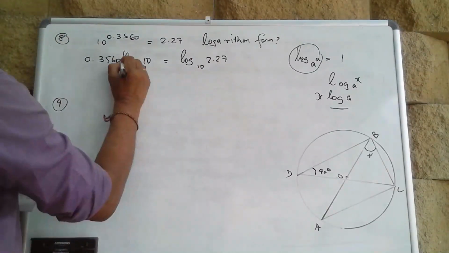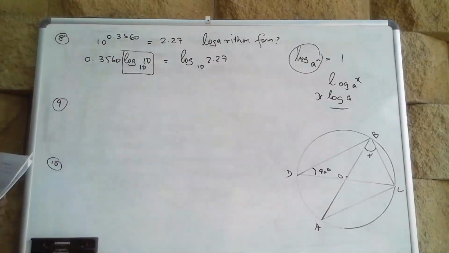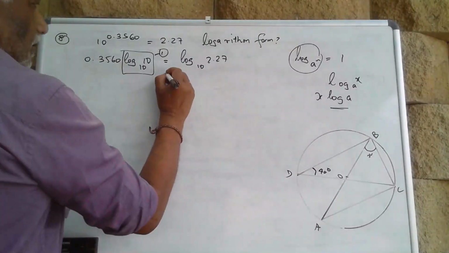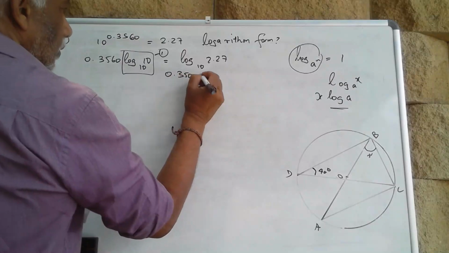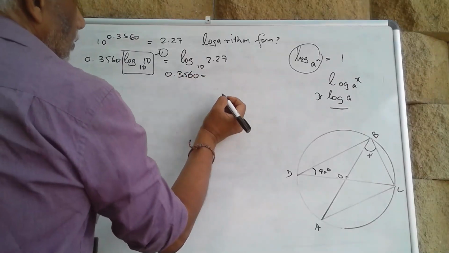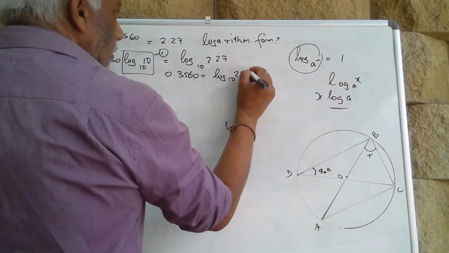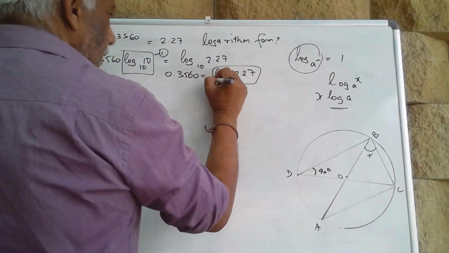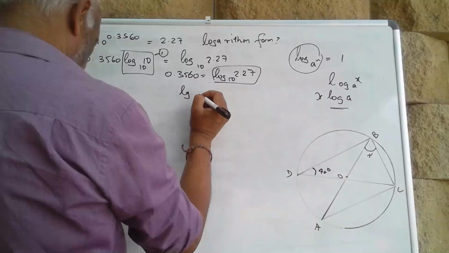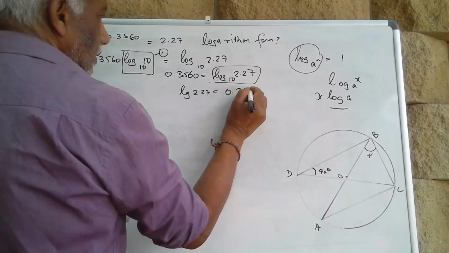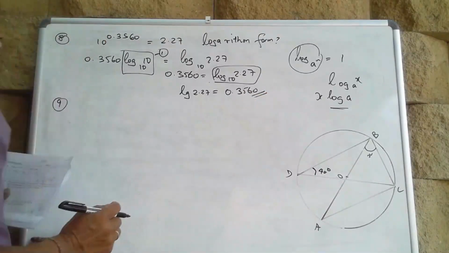Applying those rules, log base 10 of 10 is simply 1. So we're left with 0.3560 equal to log base 10 of 2.27. Or you can write this as lg 2.27 is equal to 0.3560. That's the answer for question number 8.